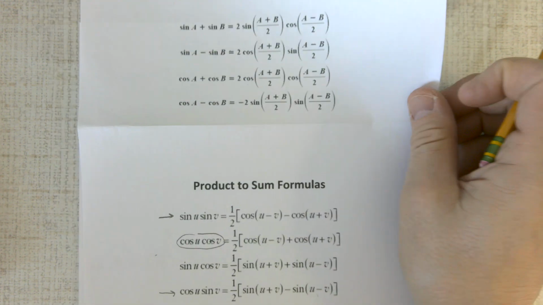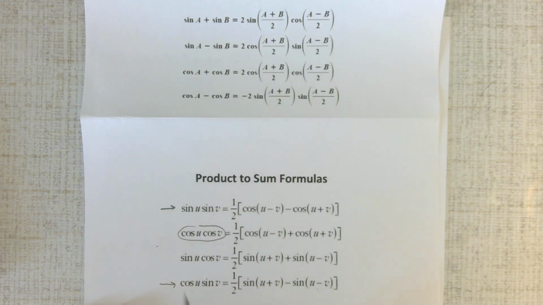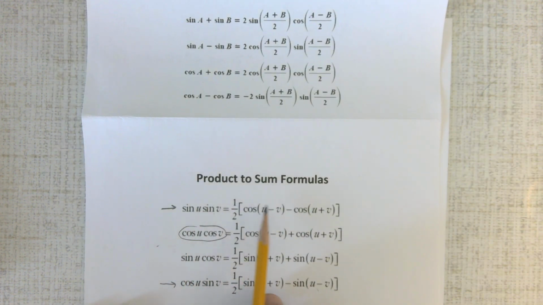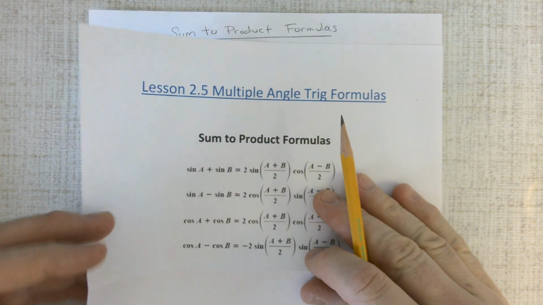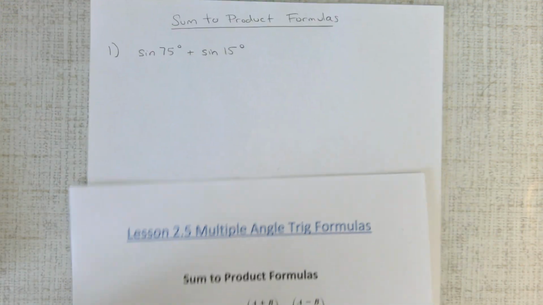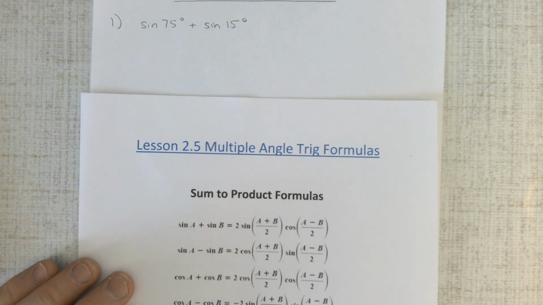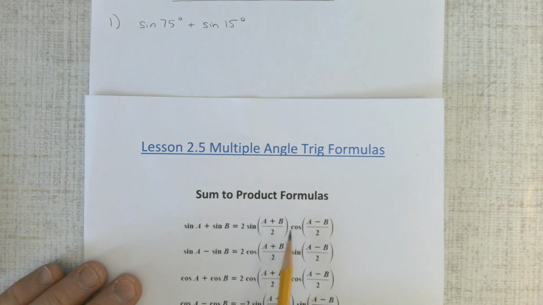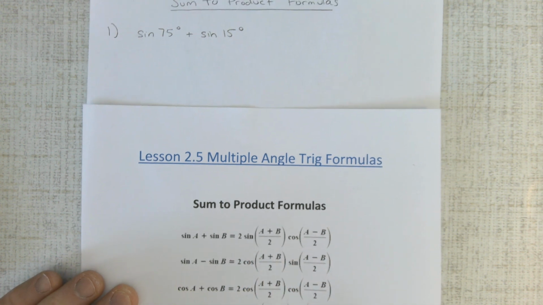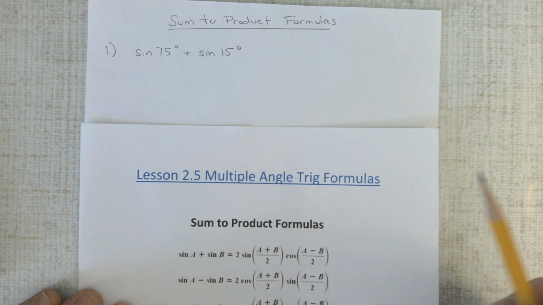Just the other day we worked on product to sum, which turned these multiplication problems into addition problems, so we could use a unit circle. Now we have some formulas here that turn addition problems or subtraction problems into multiplication problems, and if we do it correctly we'll be on the unit circle. So just got to find the right formula and use it.